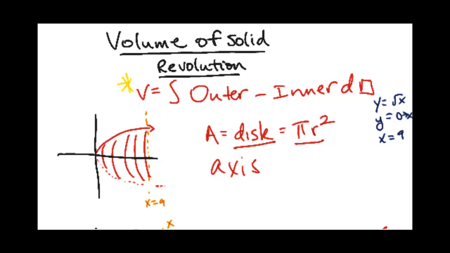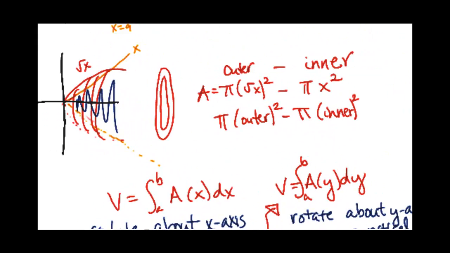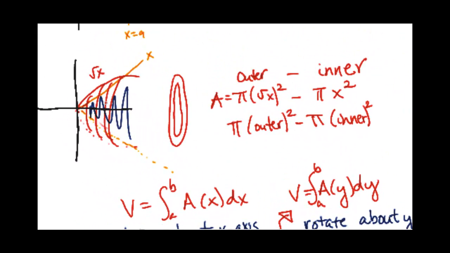But if we have two functions, like in the example shown here, we have a gap in the middle that results in a hole, creating a washer-like structure. So the concept's still the same. We're going to do the outer minus inner radius.